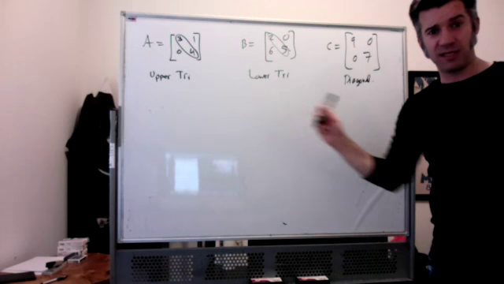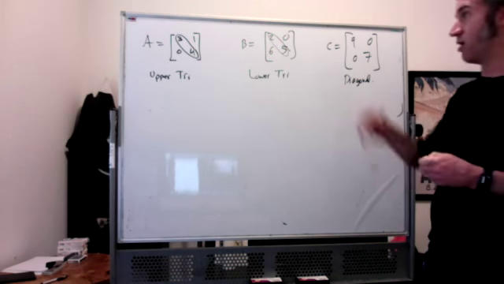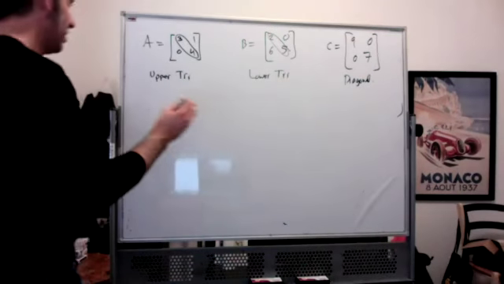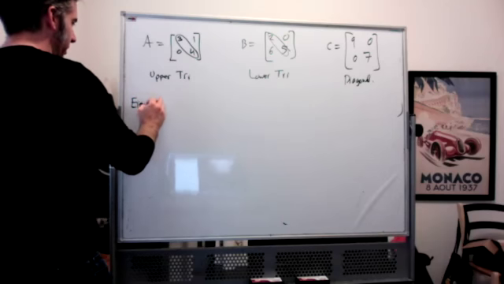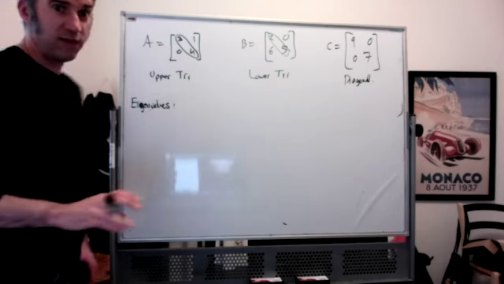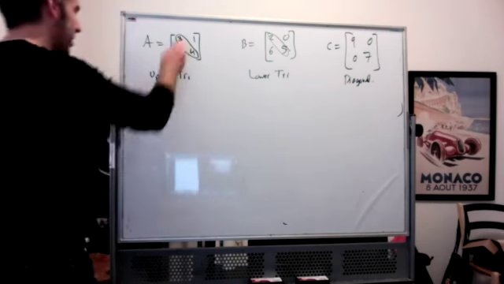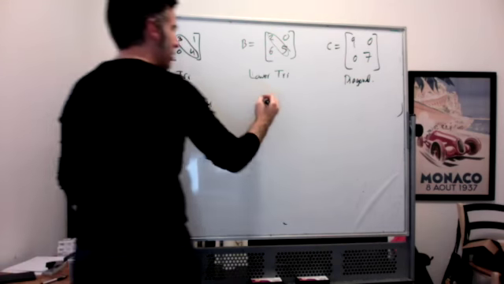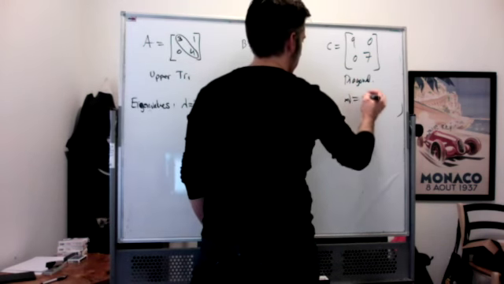And I don't really care about these names, but what I want you to know is that when you have a matrix like this, where everything above the main diagonal, below the main diagonal, or both above and below the main diagonal is 0, the eigenvalues are super duper easy to find. You don't have to do any work. The eigenvalues are just what's on the diagonal. Here, the eigenvalues are 3 and 4. Here, the eigenvalues are 2 and 5. Here, the eigenvalues are 9 and 7.